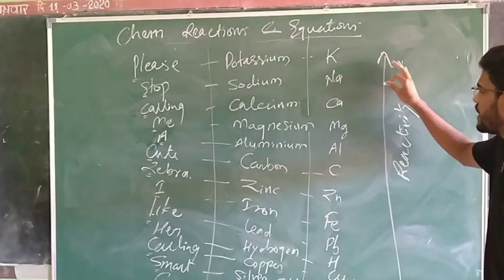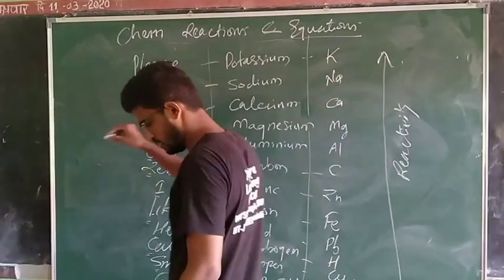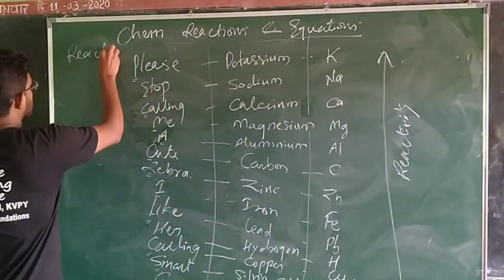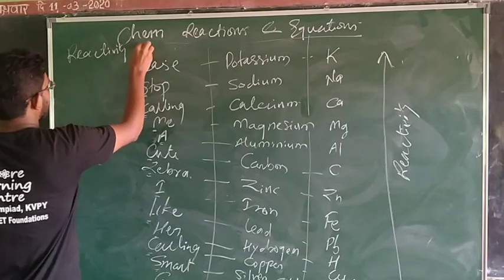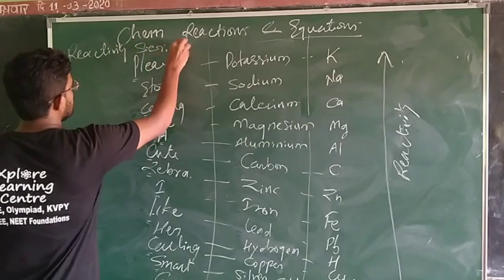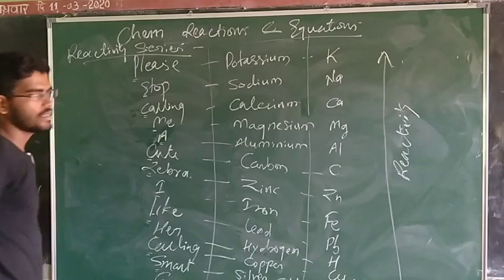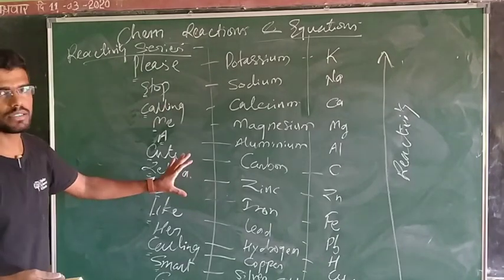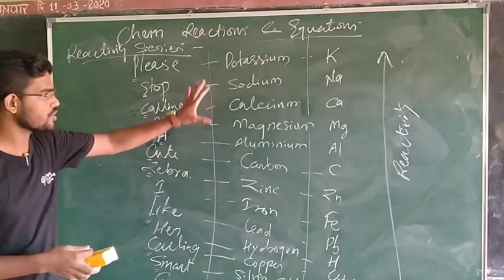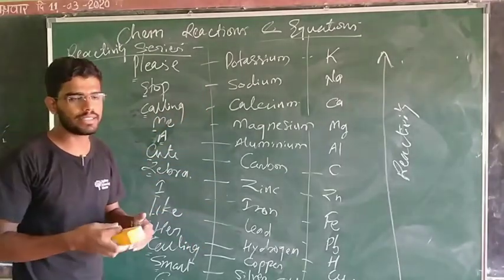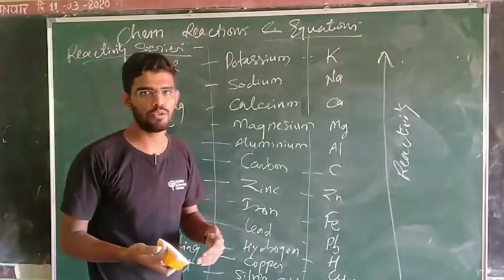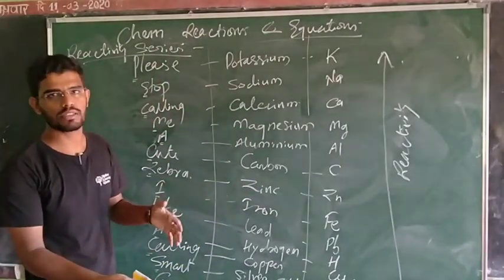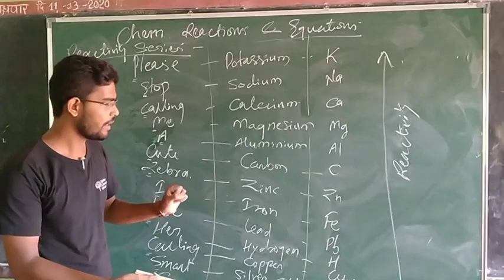This chart that we have made is called the reactivity series. You must know the name. This is the reactivity series where we have arranged those elements in decreasing order of reactivity. As we go down and down, we get less reactive species one after another.